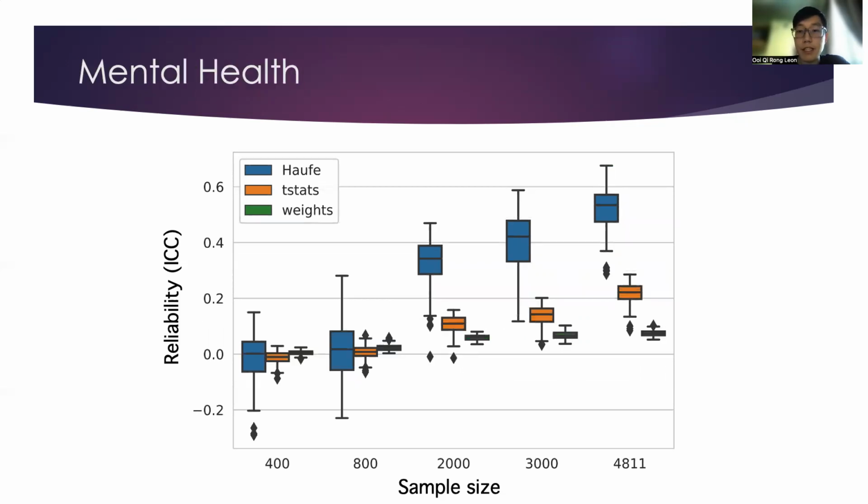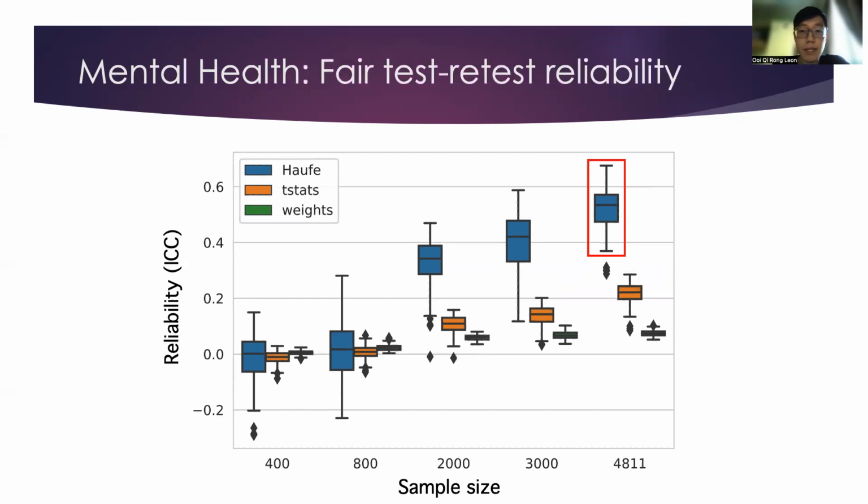The results for mental health tell a similar story. The reliability of feature importance increases with sample size, and the Haufe transform regression weights outperforms the other methods. Similar to personality, mental health behaviors only have a fair test-retest reliability of feature importance.